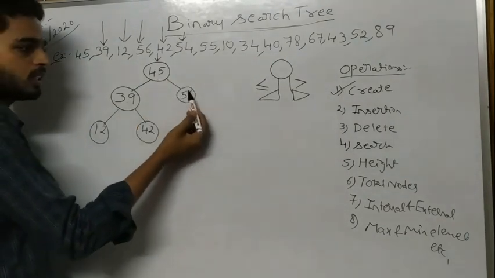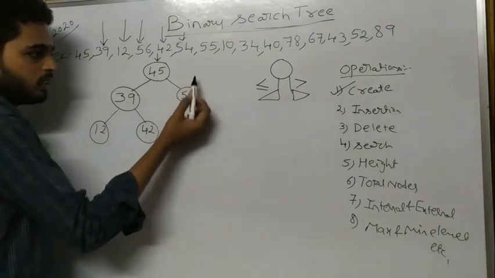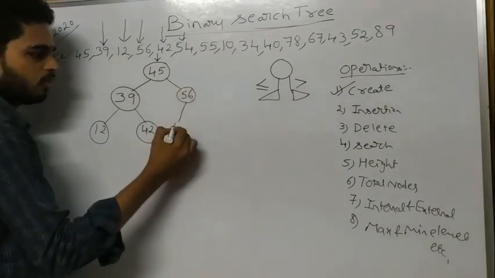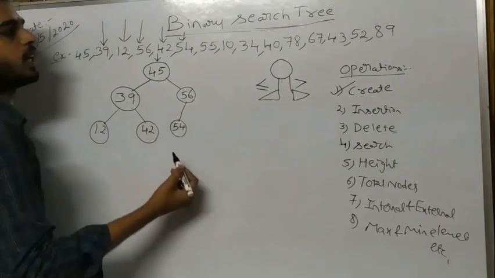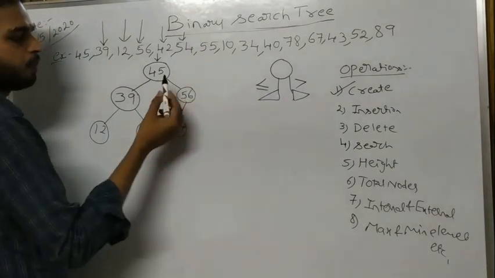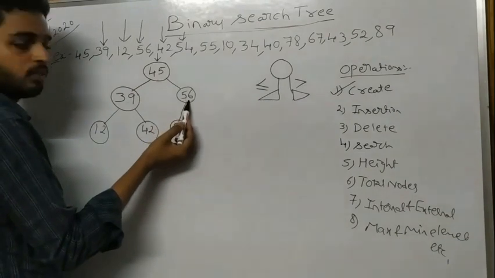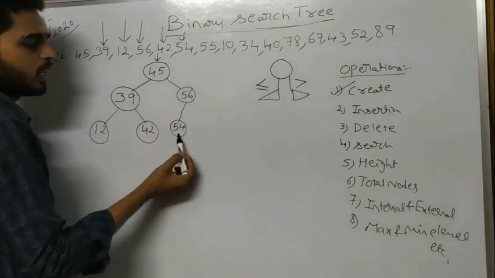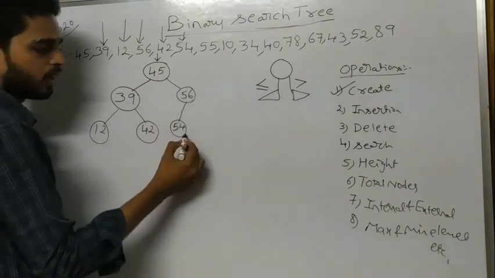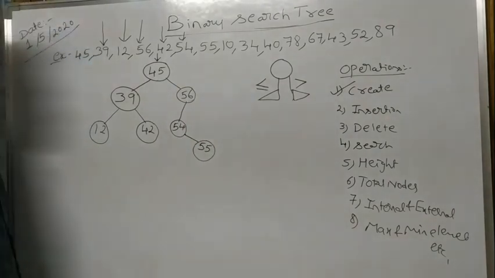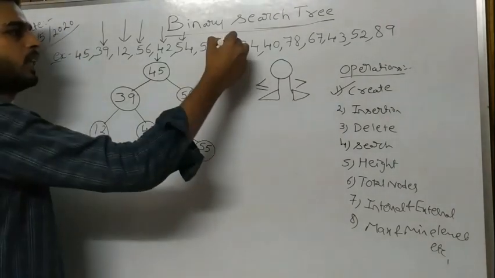But before inserting on the right side, I need to check the elements. Is 56 there? Is 54 less than 56? Yes. So I will go for inserting on the left side. Next I will get 55. 55 is greater than 45 and 55 is less than 56 and 55 is greater than 54. So I will go for inserting on the right side. And I am improving my speed. Next I will take the value 10.